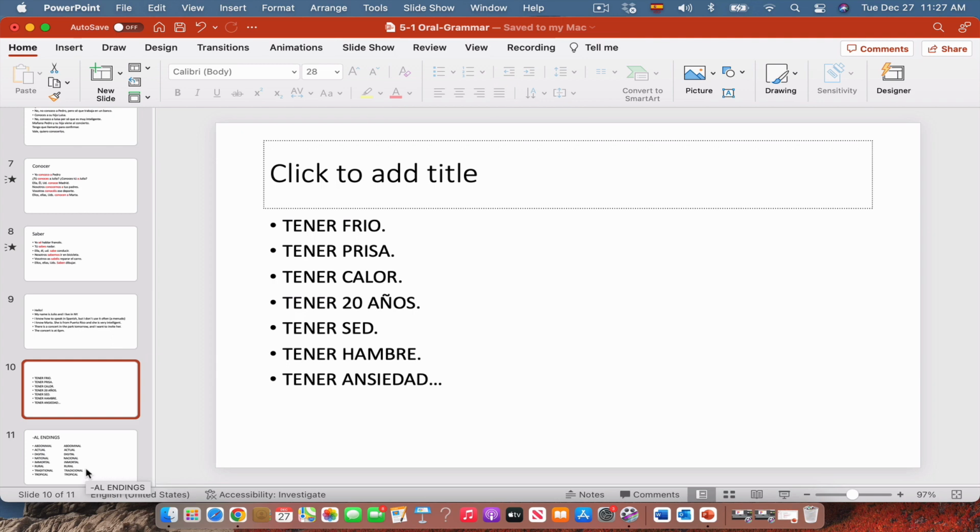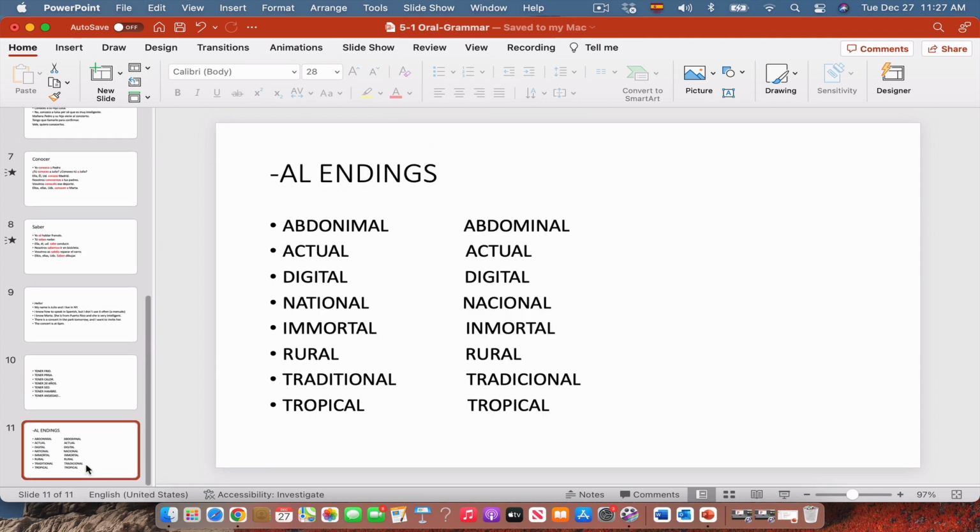So, and also in this chapter we have these words that end with "al" in Spanish, and they are very similar in both languages. So abdominal is abdominal in Spanish. Actual, actual. Digital, digital. National, nacional. Immortal, well, in this case you see mm in Spanish becomes nm. So immortal is inmortal. Rural, rural. Traditional, tradicional. Tropical, tropical. Okay?